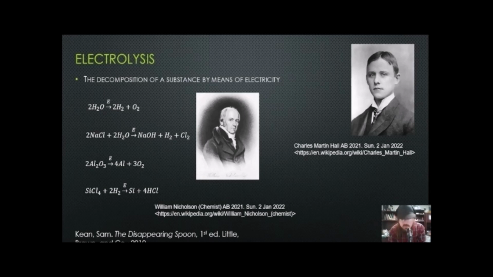Our friend William Nicholson built his own voltaic pile in 1800, and by passing a current through water, he was able to split the water back into its hydrogen and oxygen. Now, this is a convenient way to produce hydrogen gas. Unfortunately, it takes a lot of electricity to do this. It takes energy to do this, so it's not always practical.